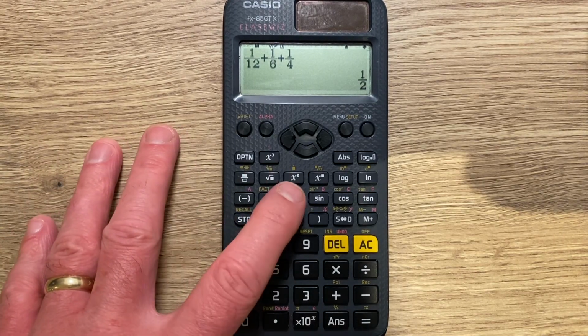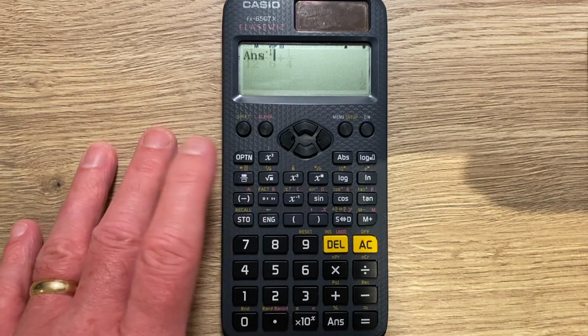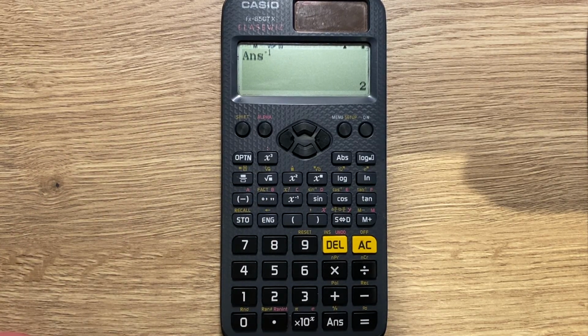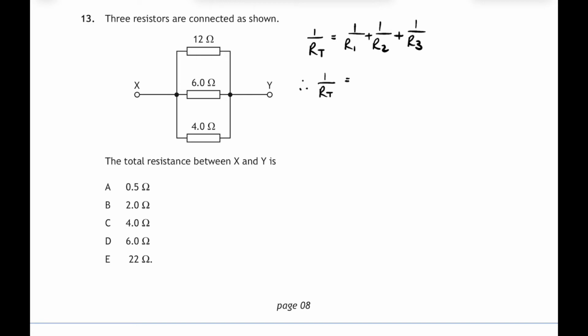So you've got to flip it upside down, so you press the X to the minus 1 button, and there's your final answer for the total resistance of those three resistors. It's 2 ohms. Now your rough working isn't marked in a multiple choice paper, but I would encourage you to do as much rough working as you need to do to get the answer that you require.